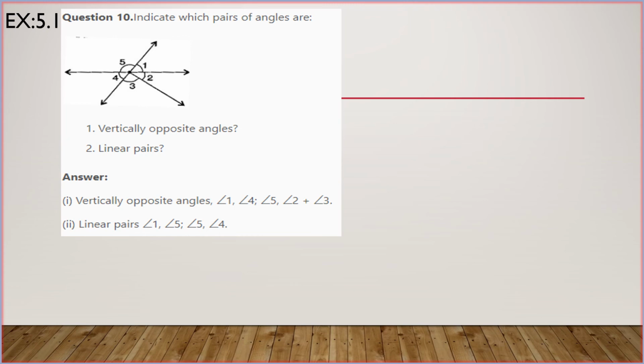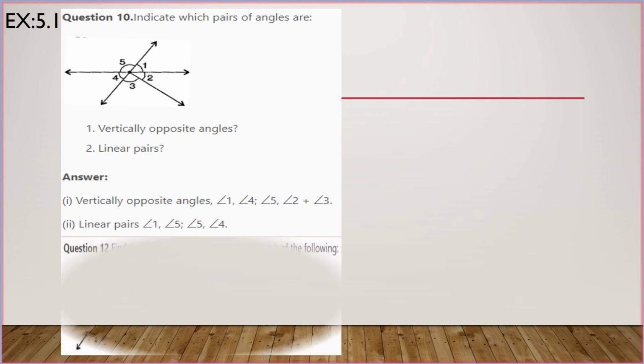Second one, linear pairs. For finding out linear pairs, you need to identify a line, and then a pair of angles lying on a line are called linear pairs. Angle 1 and angle 5 are one pair of linear pairs, and similarly another one pair we can identify from the other line, crossing line, that is angle 4 and angle 5.